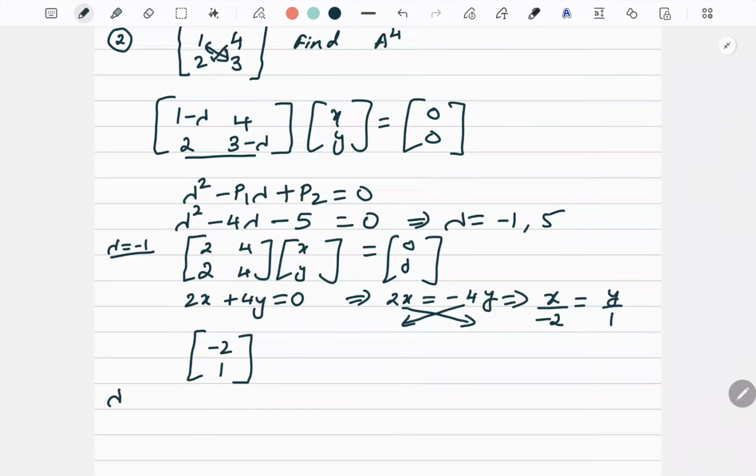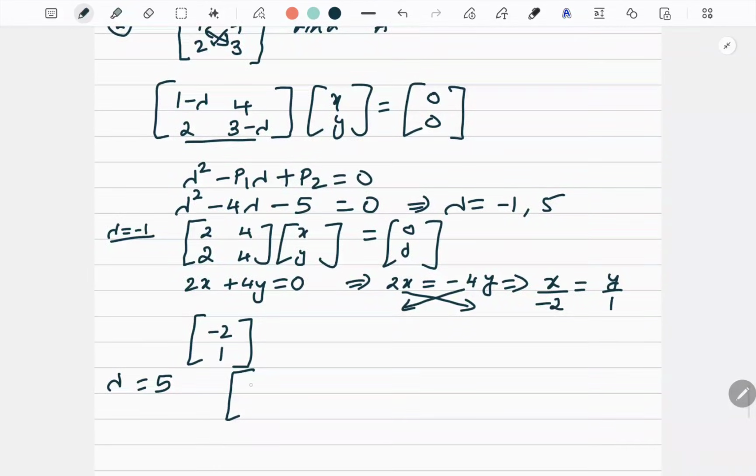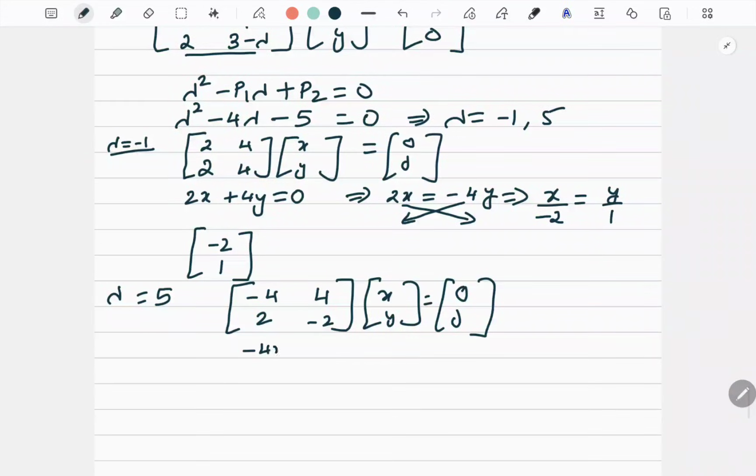Go to the second one. So lambda is equal to 5, right? So substitute 5 here. So 1 minus 5 is minus 4, 4, 2, 3 minus 5 is minus 2, times x y is equal to 0, 0. Again, minus 4x plus 4y is equal to 0. So 4x is equal to 4y. So I can divide both sides by 4. So my eigenvector will be 1 and 1.